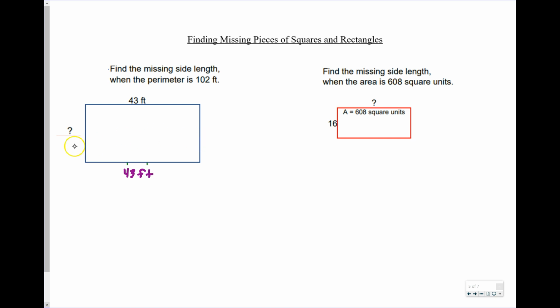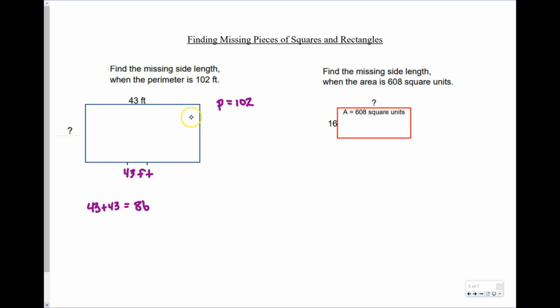Now, how do I figure out these other two sides? Well, I know that the total perimeter is 102 feet, okay? 43 and 43, if I add those up, that gives me 86.